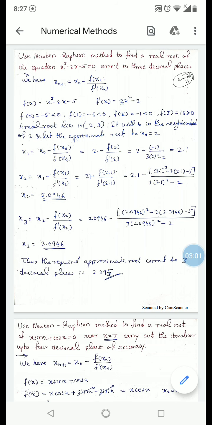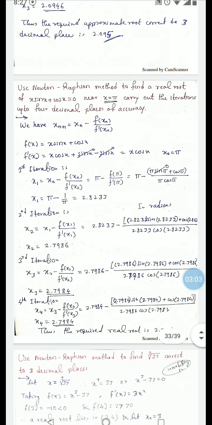So let us solve another example. Use Newton-Raphson method to find a real root of x sin x plus cos x equal to 0 near x equal to pi. Carry out the iteration up to 4 decimal places of accuracy. So here the equation is a trigonometric equation, f of x equal to x sin x plus cos x. Here we do not need to calculate the negative root and positive root, because they have given that the root lies near x equal to pi. So we treat x naught is equal to pi.